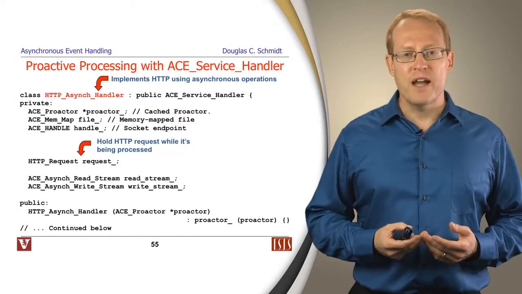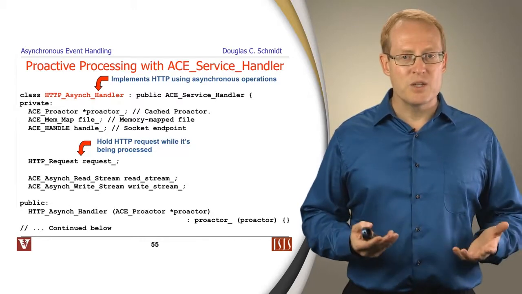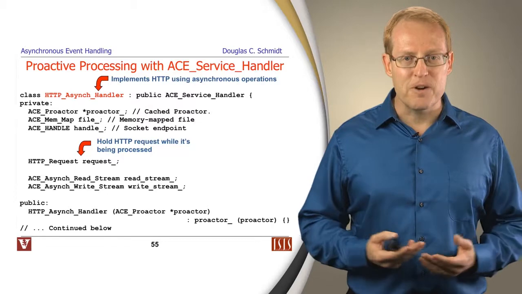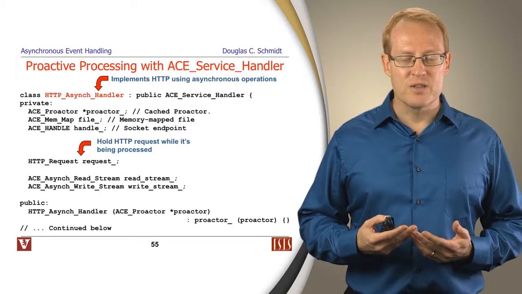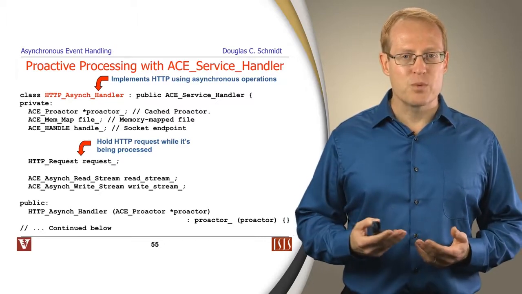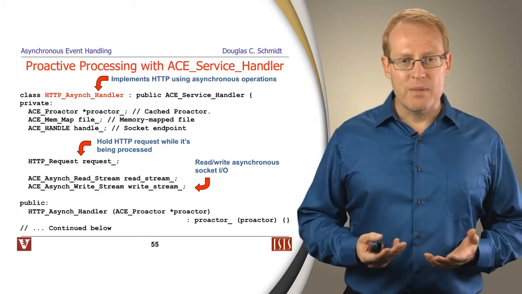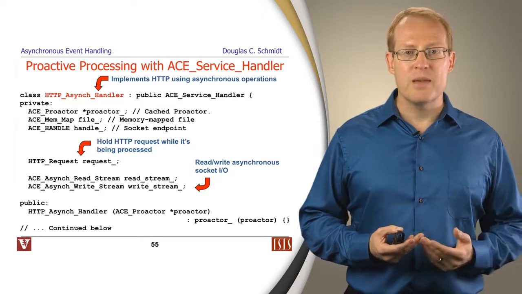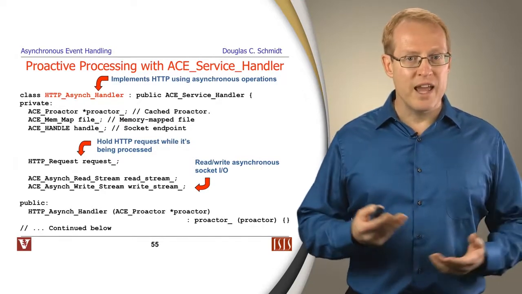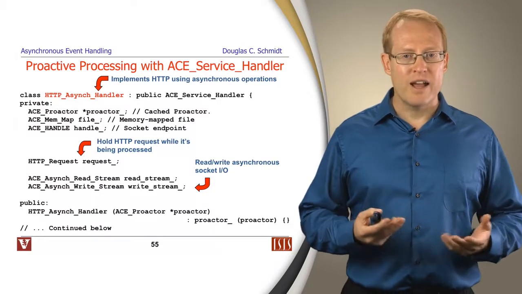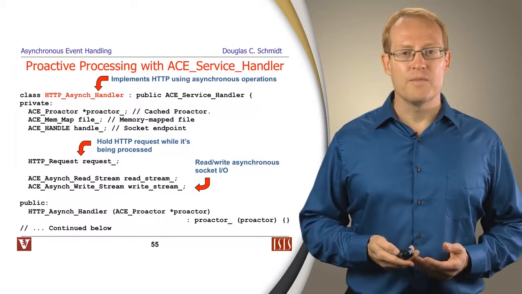We also define something called HTTP request, which is simply a little wrapper around the ACE message block abstraction that's used by the ACE Proactor framework to send and receive data very efficiently without having to copy large chunks of data and to deal with things very fast with respect to chaining messages together. We also have a pair of data members here that are an ACE async read stream and ACE async write stream. We will use these to invoke asynchronous read and write operations respectively in order to carry out the processing without blocking the server thread for the duration of the call.